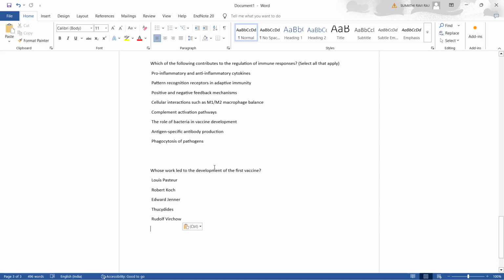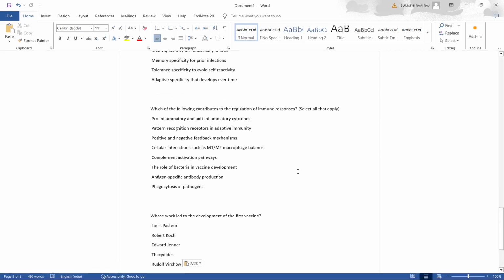Then, whose work led to the development of the first vaccine? Whether it was Louis Pasteur, Robert Koch, Edward Jenner, Thucydides, or Rudolf Virchow. So we discussed this as well.